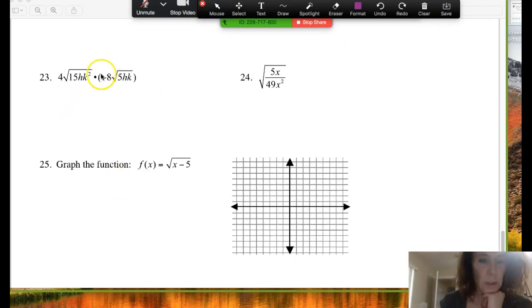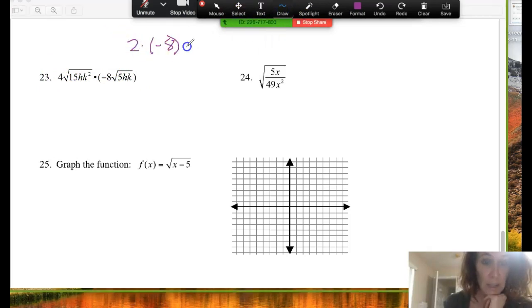Okay, looking at this one, we've got 8 on the outside and we've got all this stuff on the inside. So I'm just going to go ahead and simplify it. Let's multiply the radicals together and multiply the constants together. Remember with multiplication, you can go ahead and switch around the order.